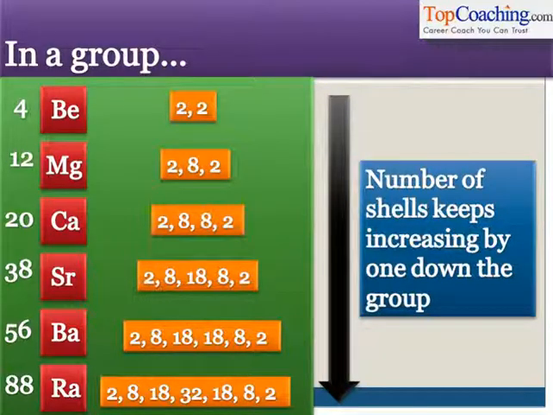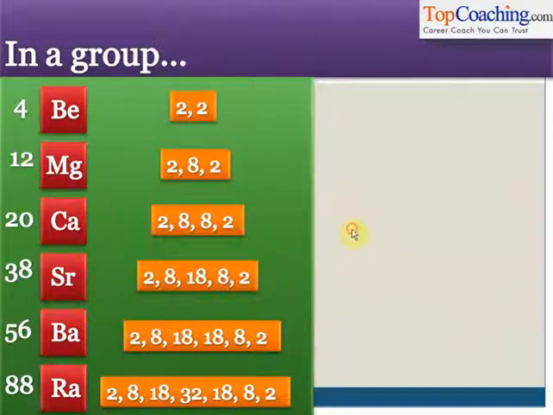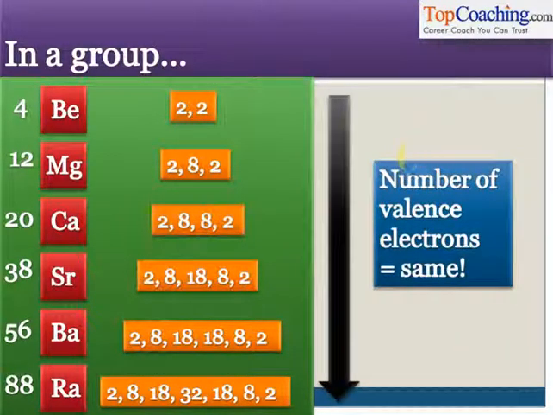So all these elements which have similar properties are arranged in a group in such a way that, as you go down by 1 element in the group, the number of shells increases by 1. So you can see beryllium has 2 shells, magnesium has 3 electron shells, calcium has 4, strontium has 5, barium 6, and radium 7. So as you keep on moving down a group, the number of electron shells keeps on increasing. However, the number of valence electrons remains the same. So all of beryllium, magnesium, calcium, strontium, barium, and radium have the same number of valence electrons. Understood? So you can see that all of them have 2 valence electrons.